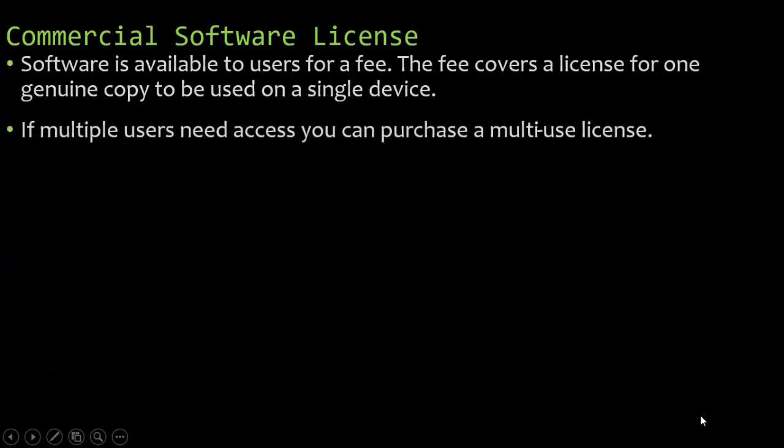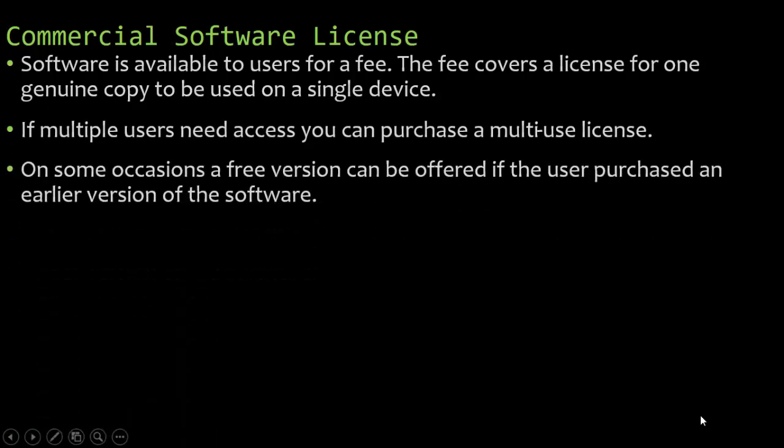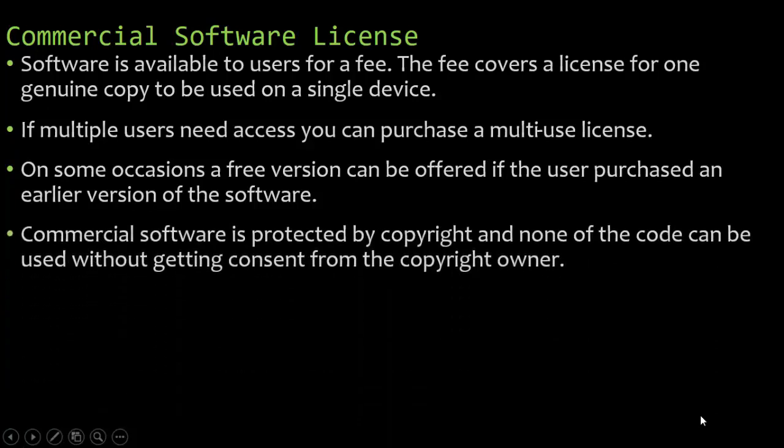If multiple users need access, you can purchase a multi-use license. On some occasions, a free version can be offered if the user purchased an earlier version of the software. So even if a free version is offered later on, you still made a purchase of an earlier version of the software. Commercial software is protected by copyright, and none of the code can be used without getting consent from the copyright owner, because it is the code as well as the software that is copyrighted.